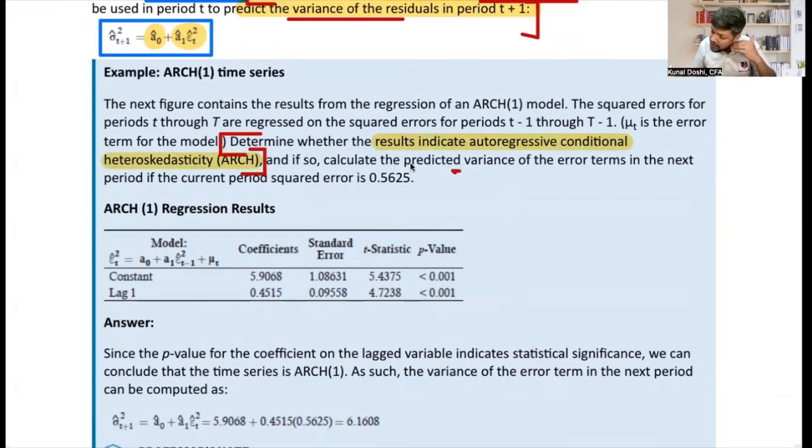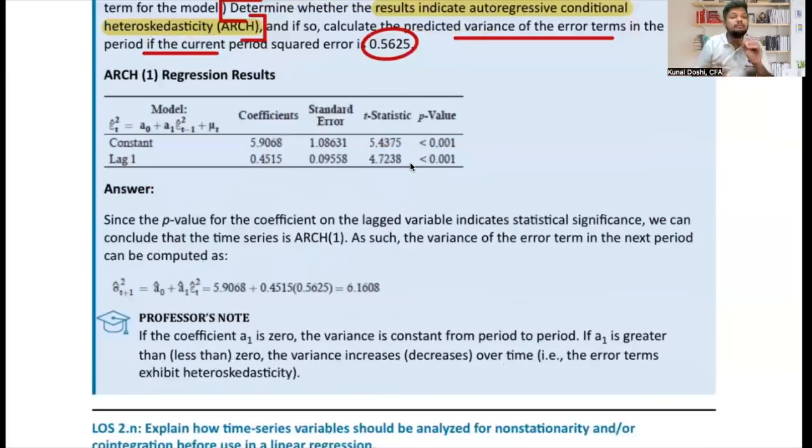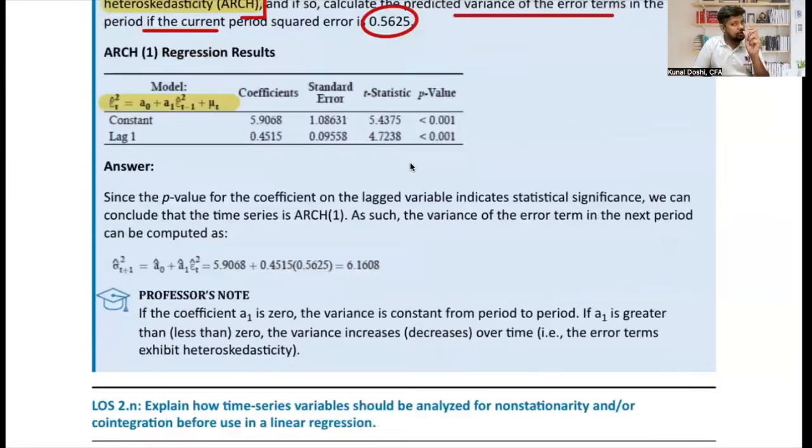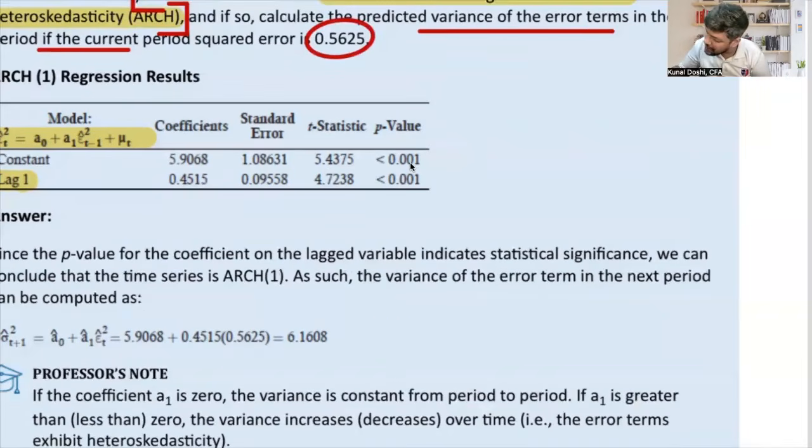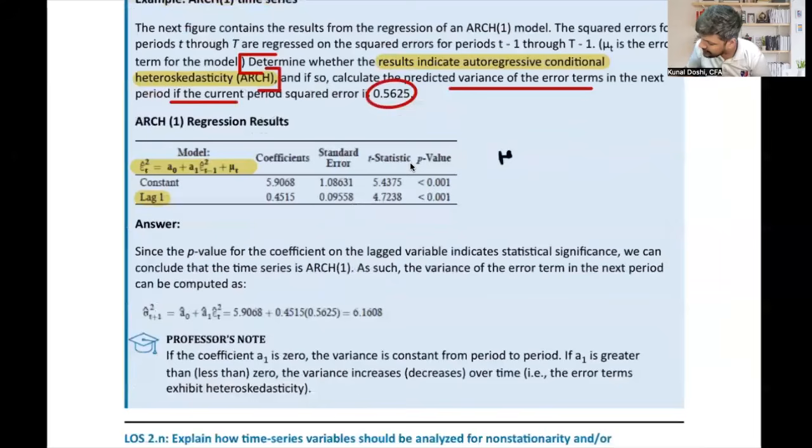If yes, then calculate the predicted variance of the error in the next period, and the current period value is given. So first of all, I'll have to detect: they've given me a model which is based on the variance of the error. That means it's an ARCH model. So I have lag 1, that is my a1. I need to check whether a1 is significantly different from 0, whether it is equal to 0 or not. So I need to use the hypothesis: a1 is equal to 0 or not equal to 0, right?